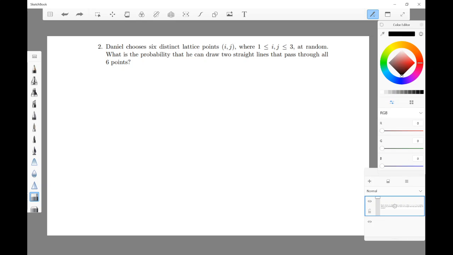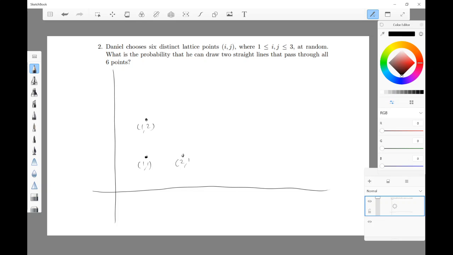Well, first of all, Daniel chooses 6 distinct lattice points (i, j), where i and j are between 1 and 3 inclusive. What's a lattice point, you ask? That's a fantastic question! As soon as I get the pen function working. Lattice points are essentially dots on the coordinate grid at full integer indices. Pretty straightforward, isn't it? So for instance, the dot (1, 1) is a lattice point, and the dot (1, 2) is also a lattice point, and even (2, 1) is a lattice point.